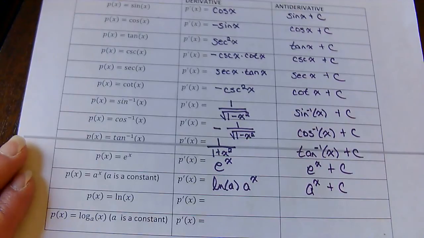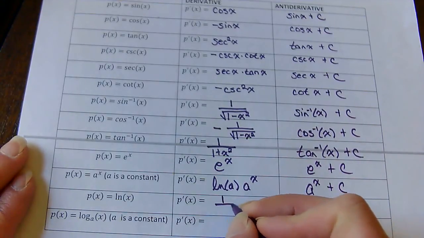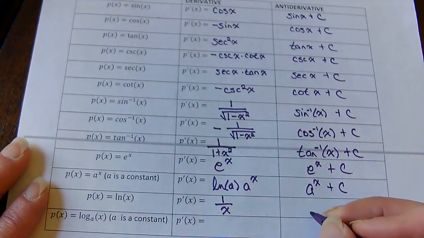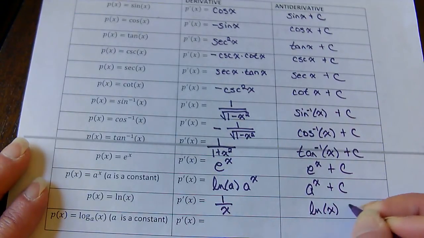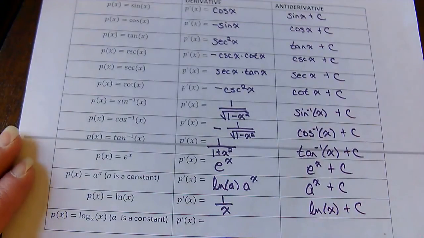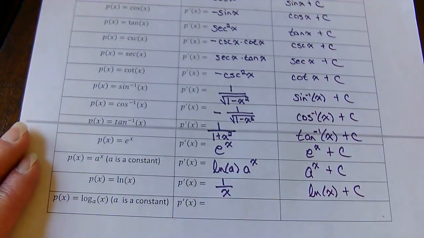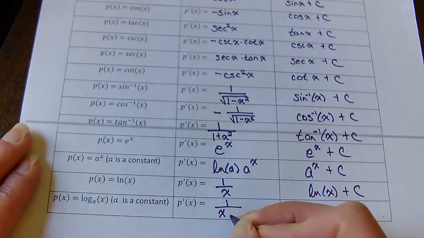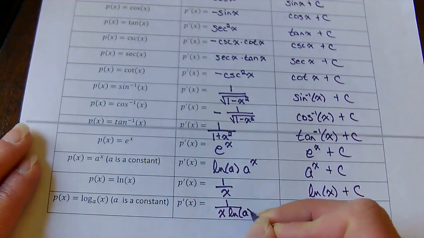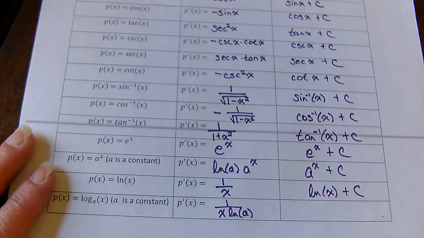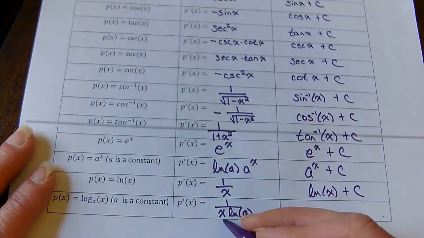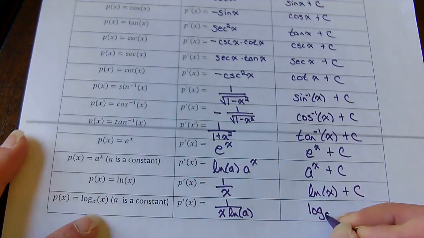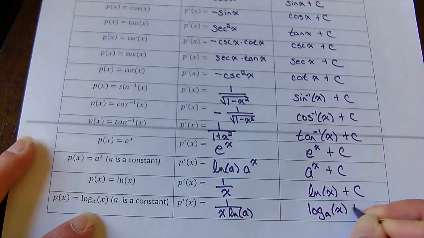The derivative of natural log is 1 over x. Anytime you have 1 over x and you're taking the antiderivative, that's just natural log of x plus c. Don't forget the plus c. Any other logarithm, it's still 1 over x, but we take the natural log of a, of that base. So if I was given 1 over x and the natural log of a number, that means it's going to be log base that number of x plus c.